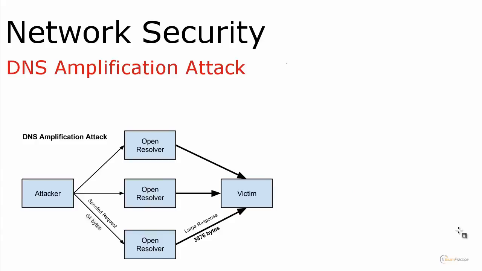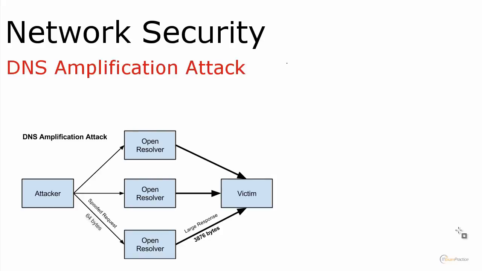A domain name server amplification attack is a type of distributed denial of service attack, and the idea behind it is to send as many packets as possible to the victim, on the right hand side. How is it achieved? You can see that on the screen at the moment. There are two things that you have to do to make it happen.